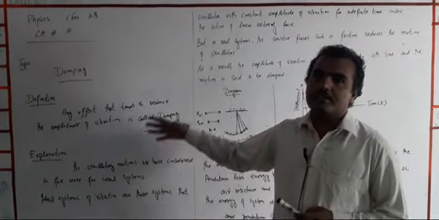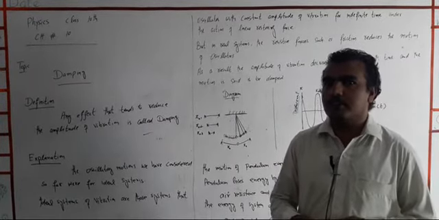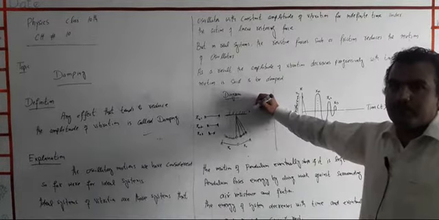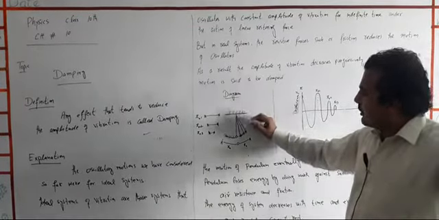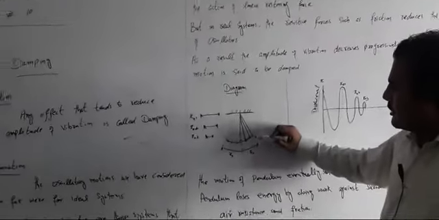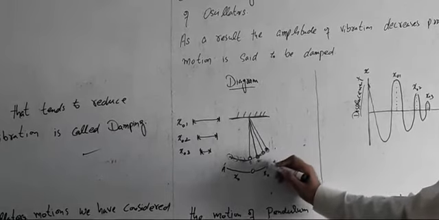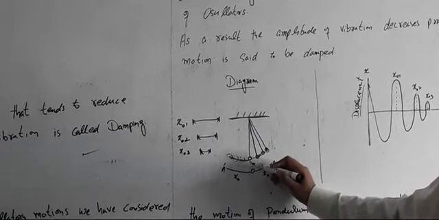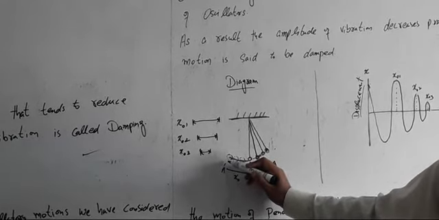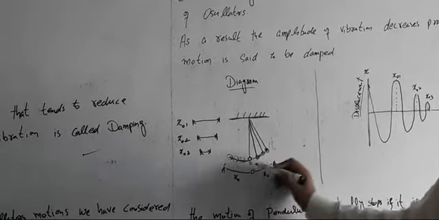In a real system, the amplitude as well as the energy of the oscillating object decreases with time. That doesn't remain constant. For example, if we consider the motion of a simple pendulum, let's consider that this is the equilibrium position, and we displace it from this equilibrium position to an extreme position A and release it. Then it will start moving towards equilibrium position O and will continue its motion due to inertia and reach point A dash, while it will continue its oscillatory motion in between these 2 points.